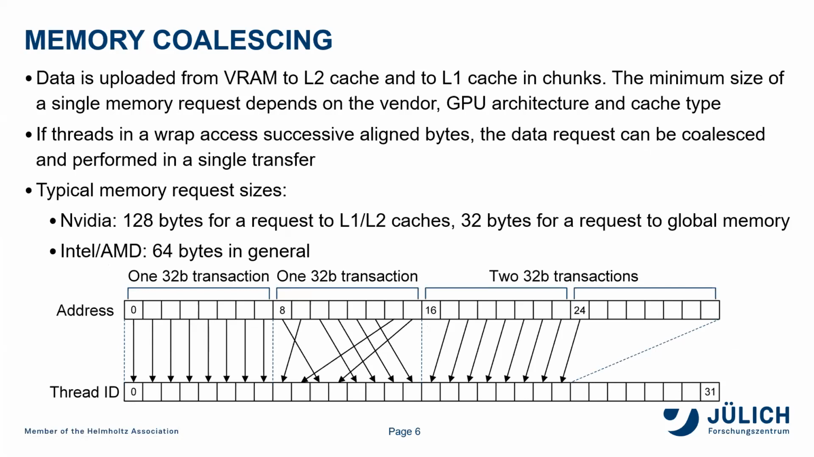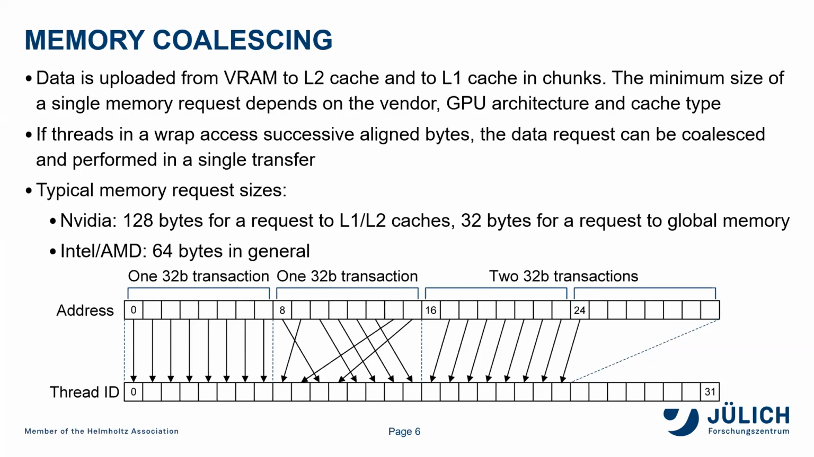When you upload your data from VRAM to the on-chip memory, you are actually transferring it in chunks. So you're not transferring it one float at a time. You transfer, for example, 128 bytes if you request an L1, L2 cache, and 32 bytes for a request to global memory on NVIDIA GPUs. So these 32 bytes can actually contain 8 floats at the same time, because each float is 4 bytes.